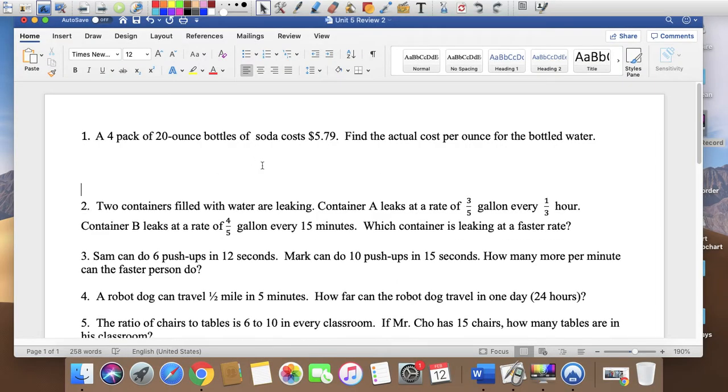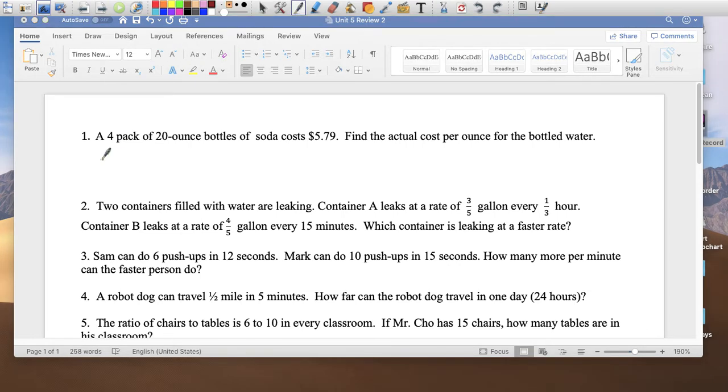Okay, a 4-pack of 20-ounce bottles of soda. So think about what you're buying here. Soda, there you go. You're buying 4 bottles, and each bottle has 20 ounces. 20, 20, 20. So in total, you actually bought 80 ounces of soda.